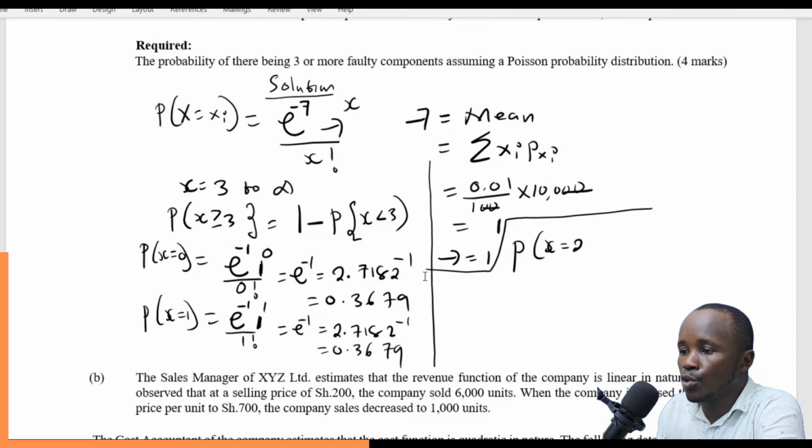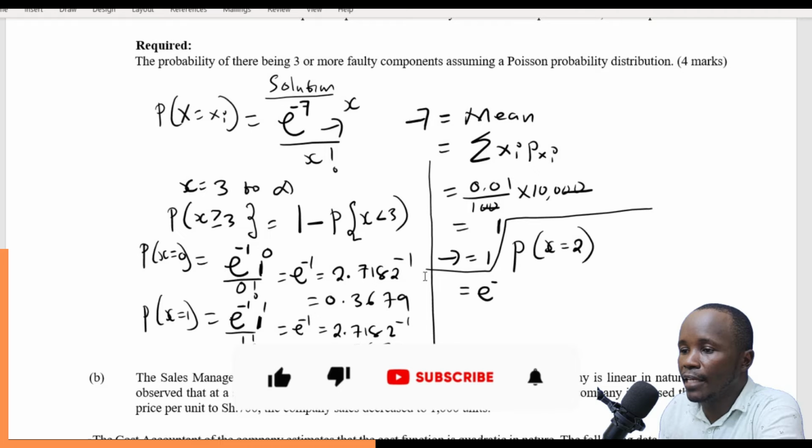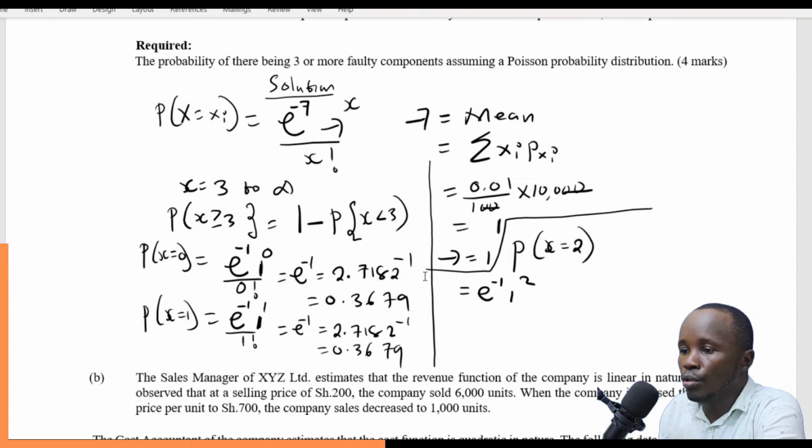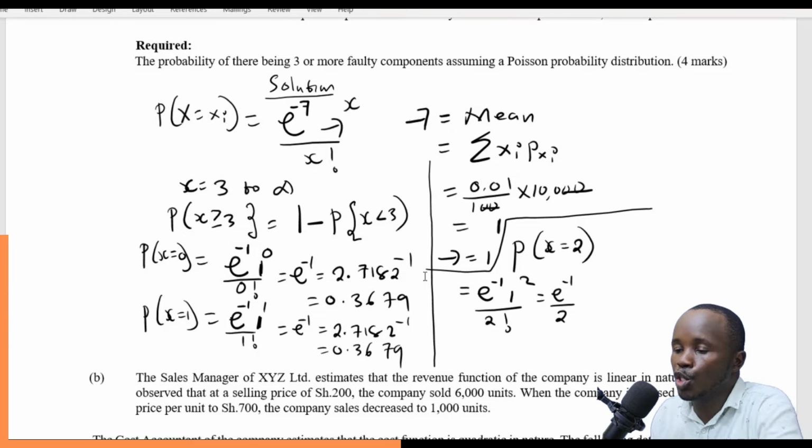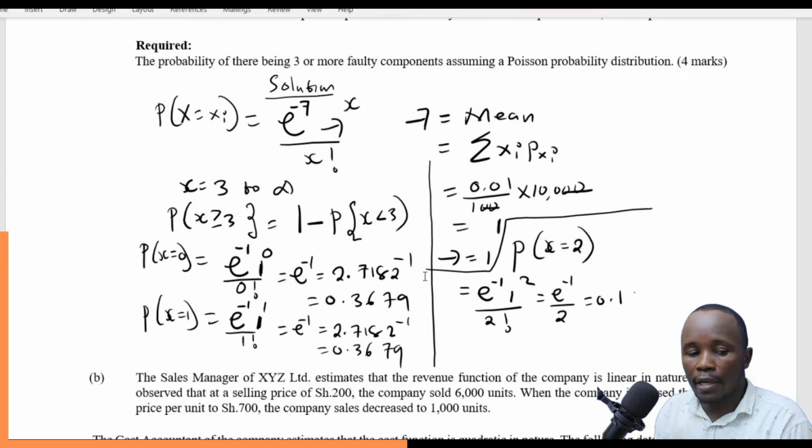Now I need to get probability of x equals 2. Using my formula, I will have e power negative 1, then 1 power 2 divided by 2 factorial. This 1 power 2 is the same as 1, so this is e power negative 1 divided by 2. 2 factorial is 2 times 1. So when you do this, you find that this is 0.1839.